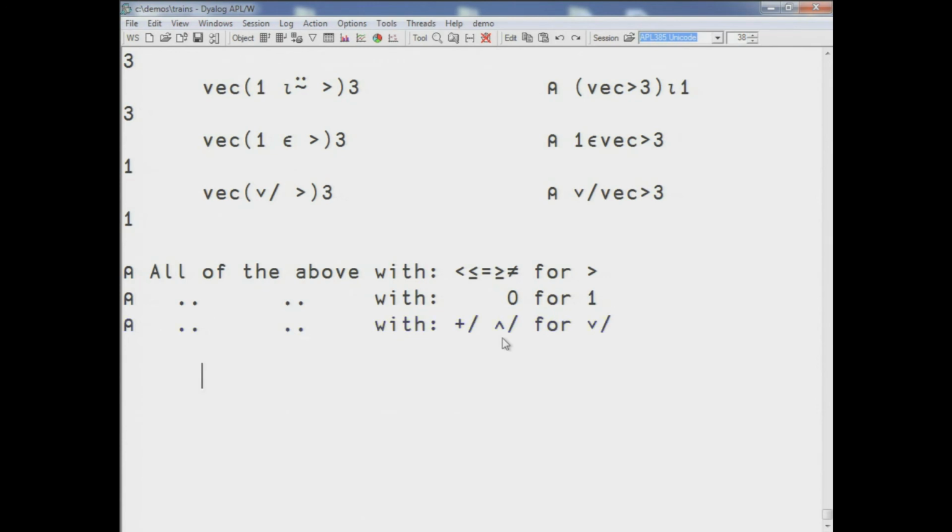And then all of the above, where I've got all scans, plus reductions and reductions. So there's a whole raft of things that will go quicker, that it's easy for the interpreters to spot.